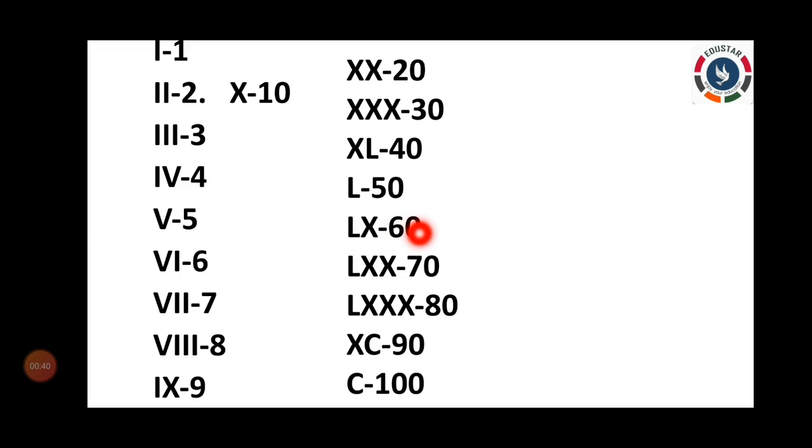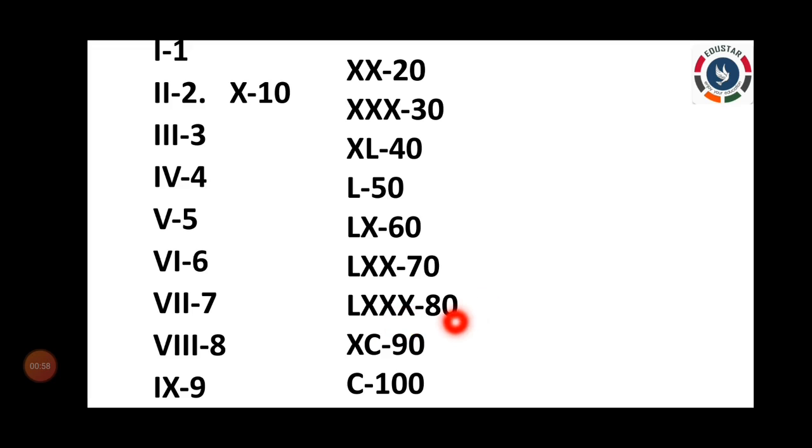LX is equal to 60. Here one bigger value then following the smaller value means we want to add the two values. So 50 plus 10, 60. Then LXX 70. LXXX is equal to 80. XC is equal to 90. C equal to 100.